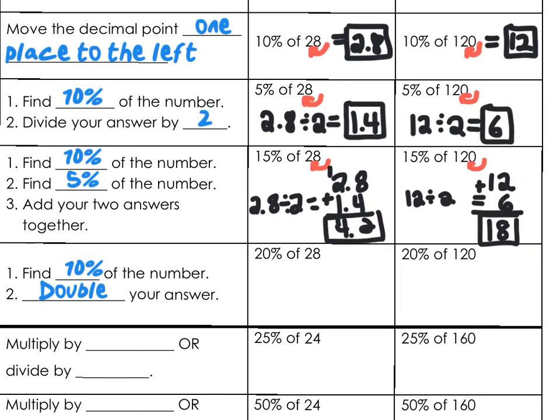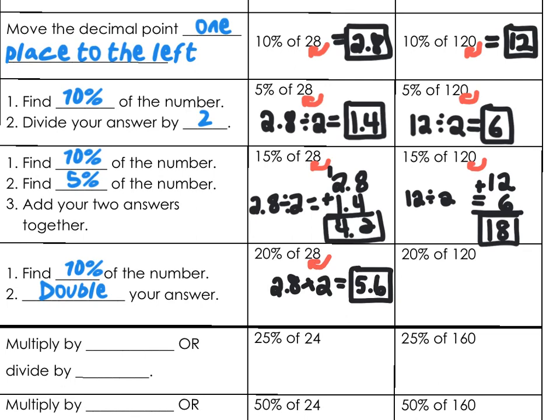Okay, find 10% of the number, which we just moved the decimal one place to the left. So that's going to be 2.8. Okay, that's 10%. And then we double it. Okay, times it by 2, and that's going to be 5.6. So 20% of 28 is 5.6.